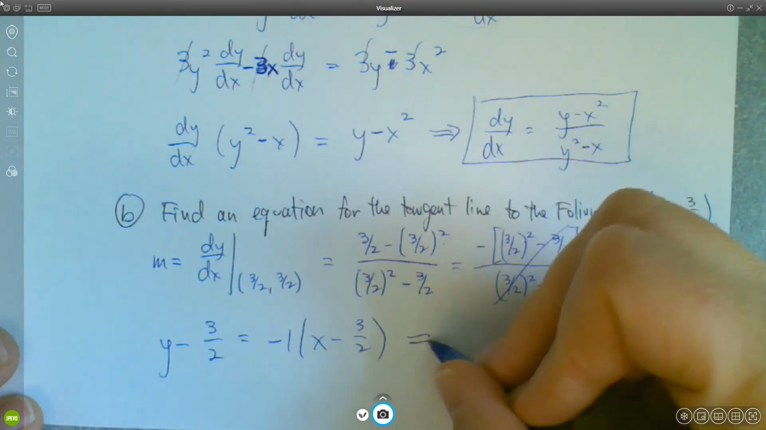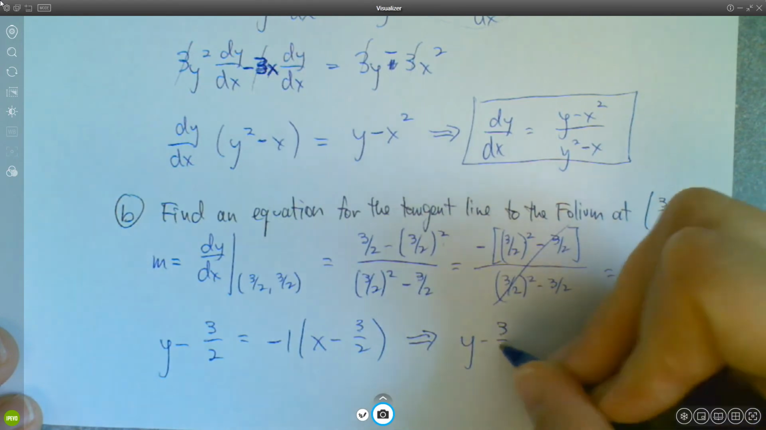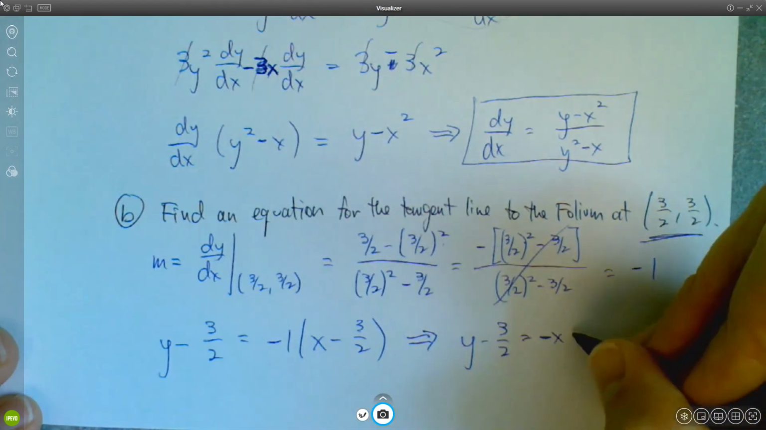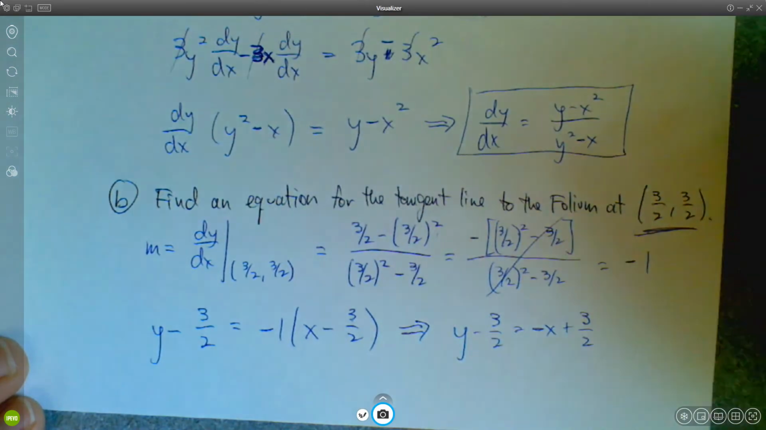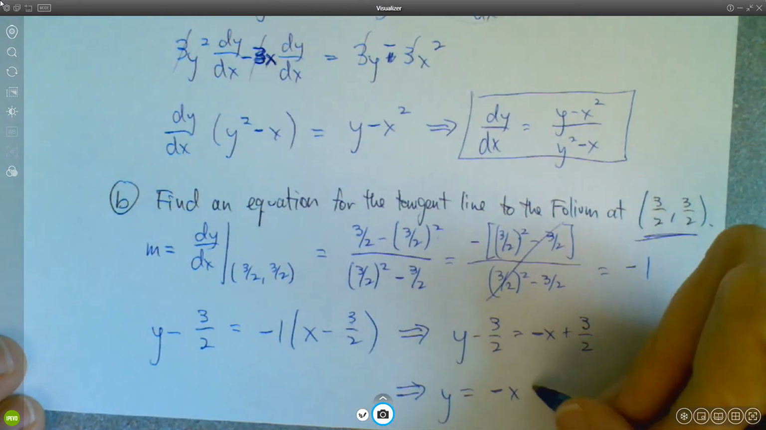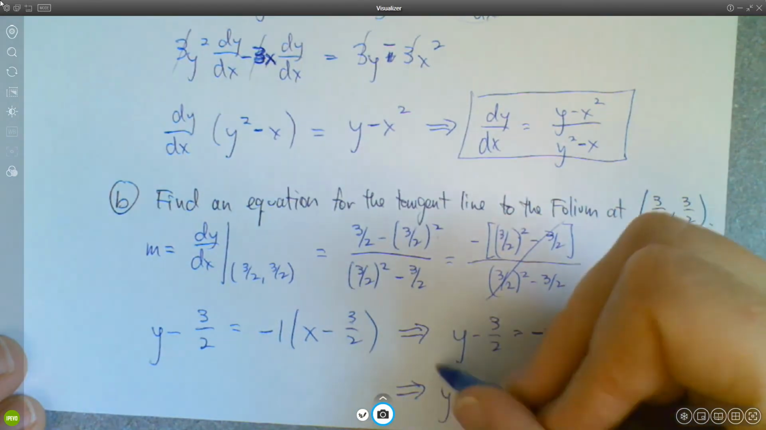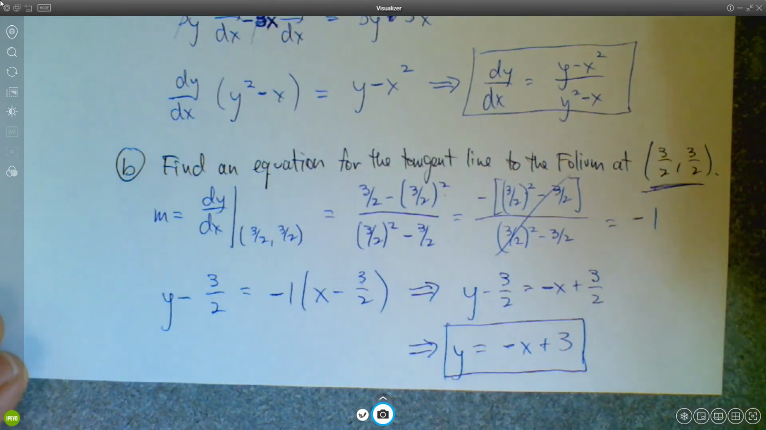In other words, y minus 3 halves equals -x plus 3 halves. Now add 3 halves over to the other side. y equals -x plus 6 halves. That's the same thing as 3. So simple, right? There's the equation for the tangent line, -x plus 3.